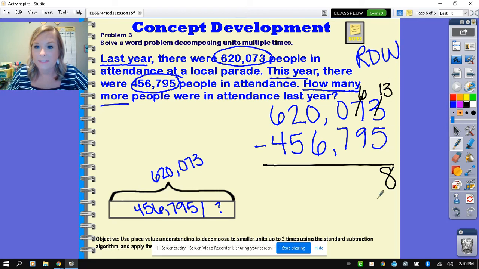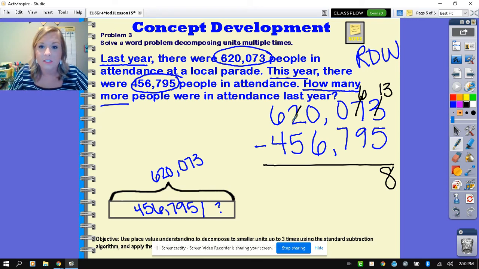So 13 minus 5 is 8, and the process continues. Big number on top isn't the case. My big number is on the floor, so I'm going to go next door. Oh no, I run into a 0. So I'm going to continue that process. I'm going to go over one more time. I still can't borrow from a 0.